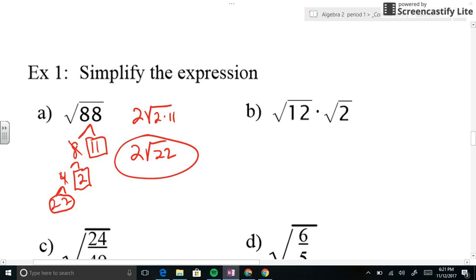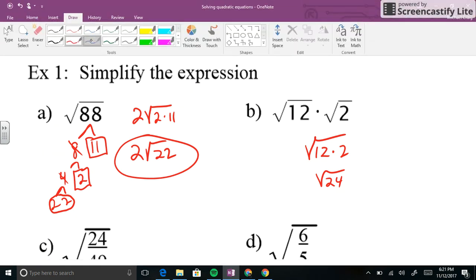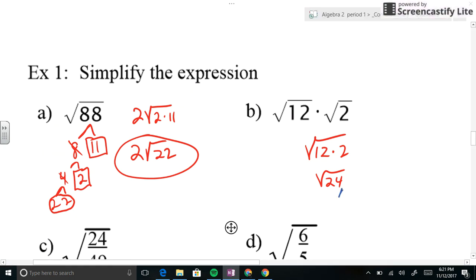So if I look at the next one, the square root of 12 times the square root of 2, I'm going to multiply these two. So I get the square root of 12 times 2, which is the square root of 24. And now I would do the factor tree again. So factors of 24 are 12 and 2. Factors of 12 are 4 and 3. 4 is a perfect square again, so I have a perfect square. Square root of 4 is 2, because 2 times 2 is 4. I have a leftover 3, leftover 2.